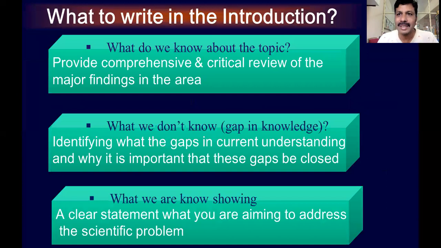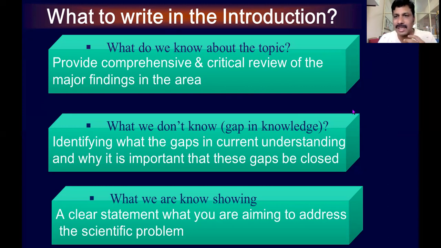So what to write in the introduction? The important points are: what do we know about the topic? That comes with the literature survey. When you collect a lot of literature, analyze and study it, then you will identify what has been done so far. Provide a comprehensive and critical review of the major findings in the area. What are the major outcomes with respect to your topic? What we don't know, what is that gap? Identify the gaps in the current understanding and why it is important that these gaps be closed.